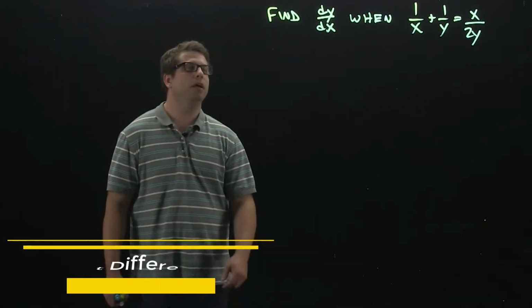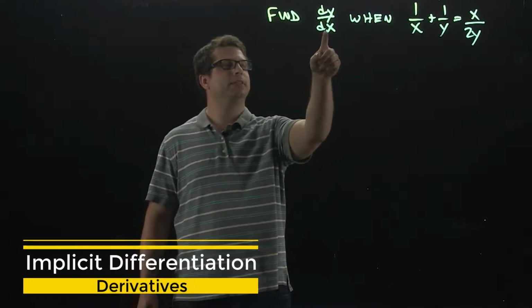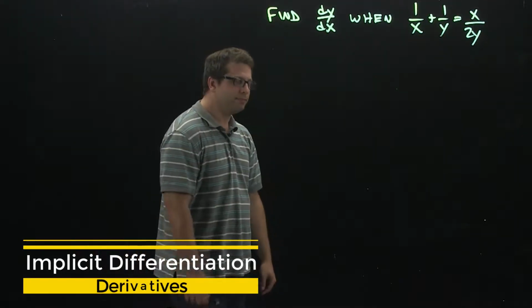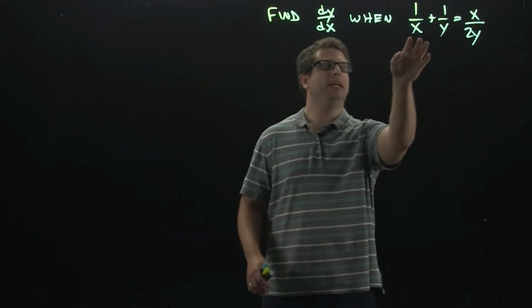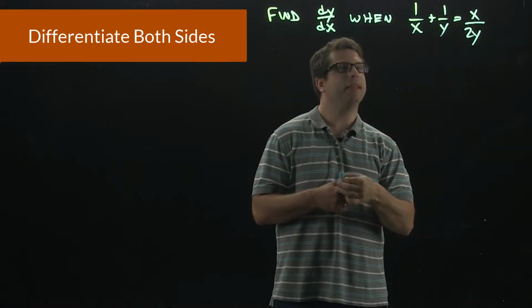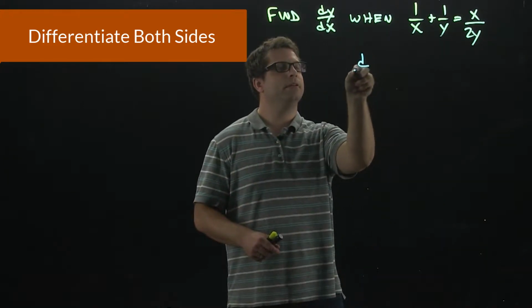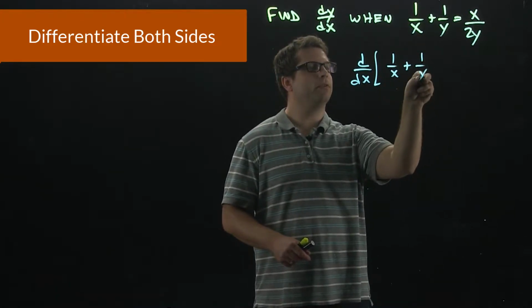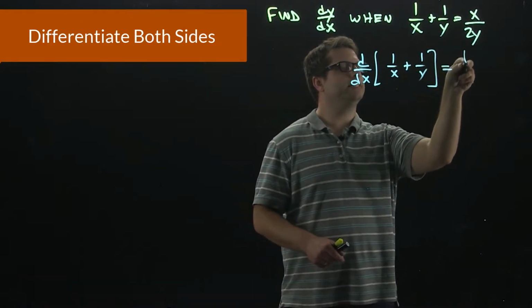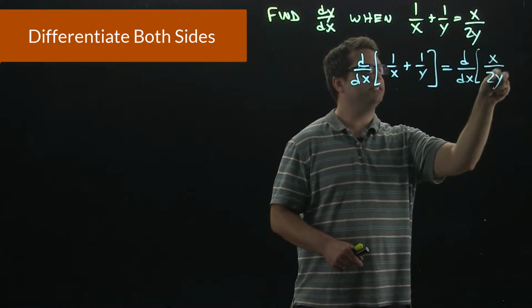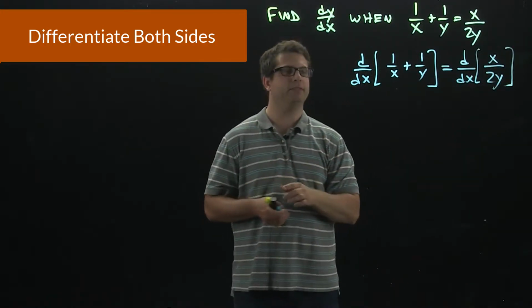In this video, we are going to find dy dx on this using implicit differentiation. Now, in order to find dy dx, we are going to have to differentiate both sides. So let me set that up right now. So we have d dx of 1 over x plus 1 over y. On the right-hand side, d dx of x over 2y. So let's take a moment just to figure out what it is we have to do.